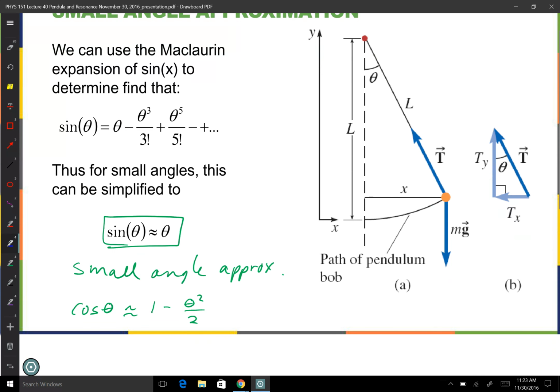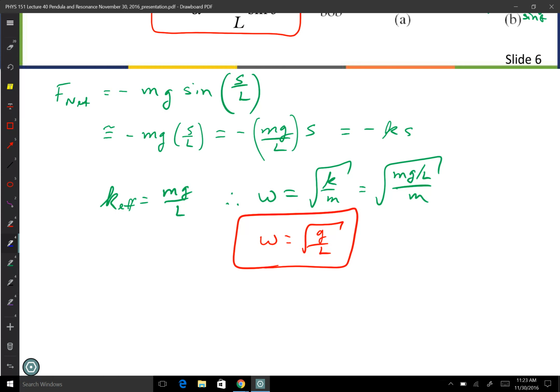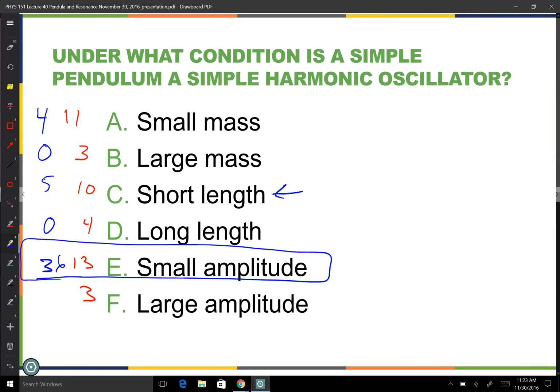To be a simple harmonic oscillator, we had to have sine theta approximately equal to theta. So that in this equation where we had sine, we could get rid of the sine and just have the force be proportional to the displacement. So the condition is that you have a small amplitude. What is the amplitude? Because I heard some people talking about that. The amplitude is how far, the maximum distance it moves from equilibrium. We talked about that a week ago Friday, so it may not have been right at the top of your memory there.